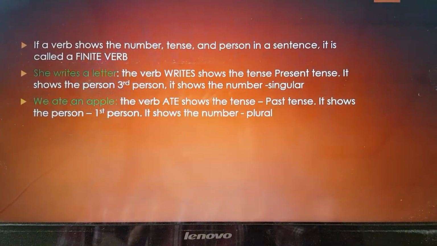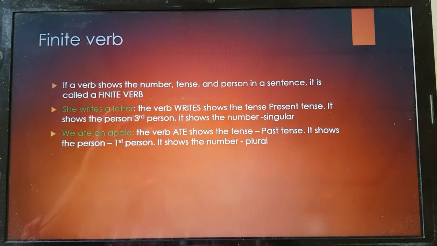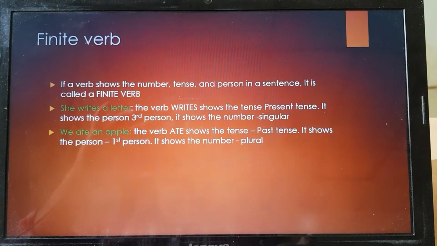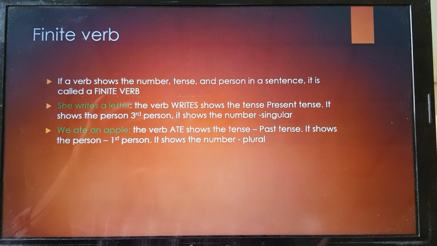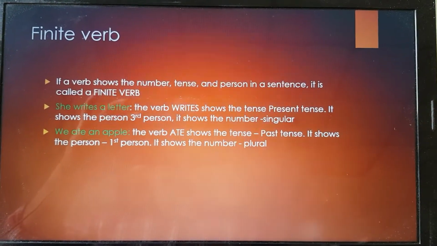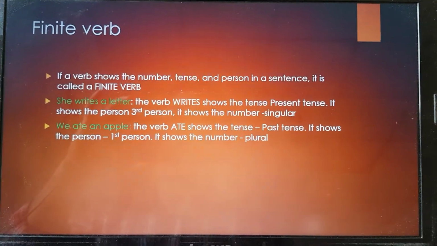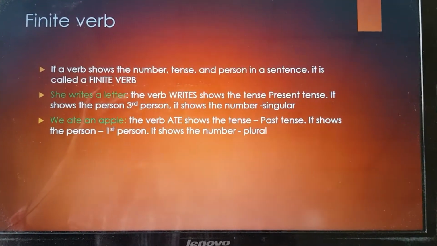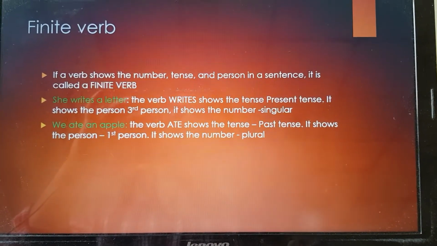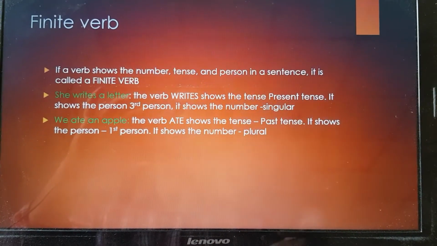Now we'll be looking at another thing, that is a finite verb. What is a finite verb? When a verb shows the number, tense and person in a sentence, it is called a finite verb. Like: she writes a letter. If you look at this sentence, the verb writes shows the tense, present tense, and it also shows the person, third person. It also shows the number, that is, it is singular.